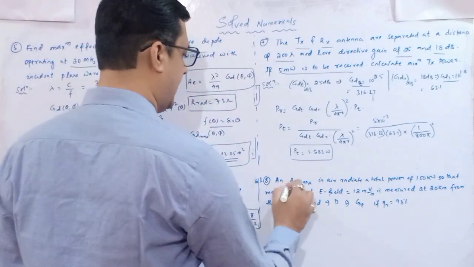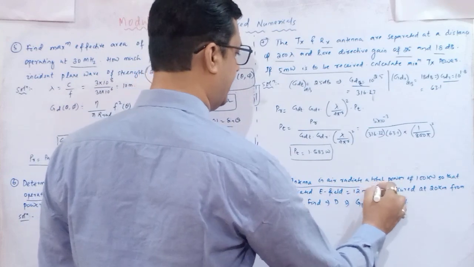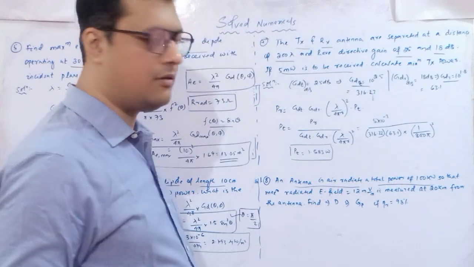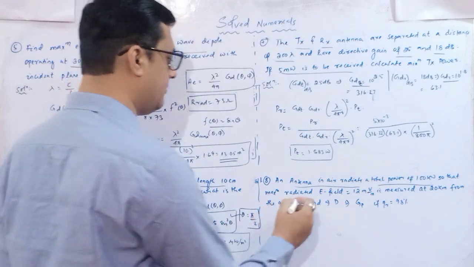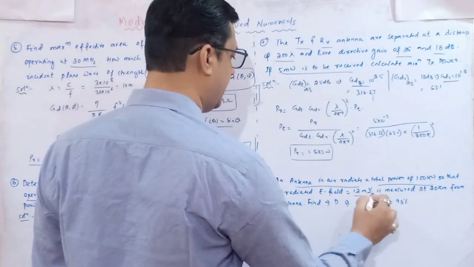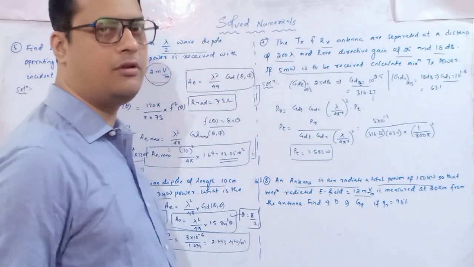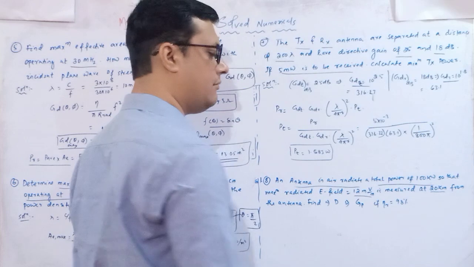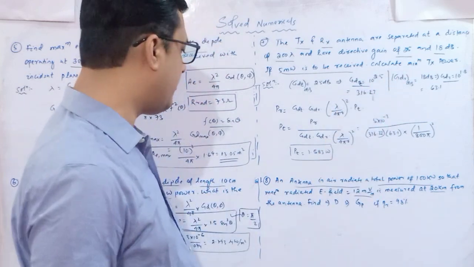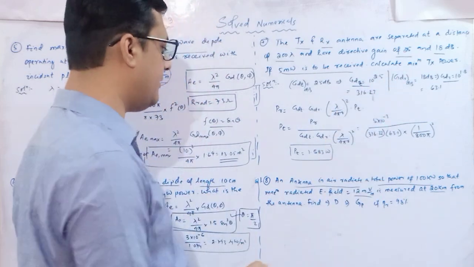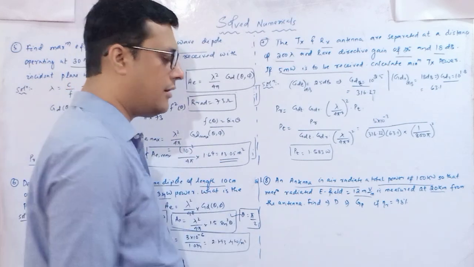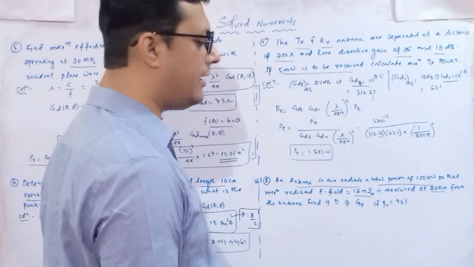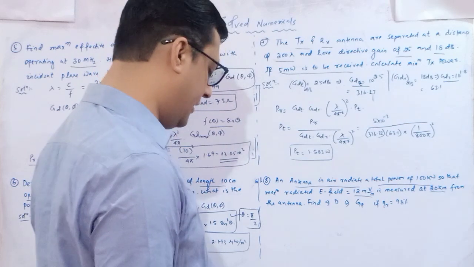As I have written, an antenna in air radiates a total power of 100 kilowatt. The maximum radiated electric field strength is 12 millivolt per meter, measured at a distance of 20 kilometer from the radiating antenna. Here we have to determine the directive gain and the power gain if the efficiency is 98%. Okay, it is quite easy to solve.